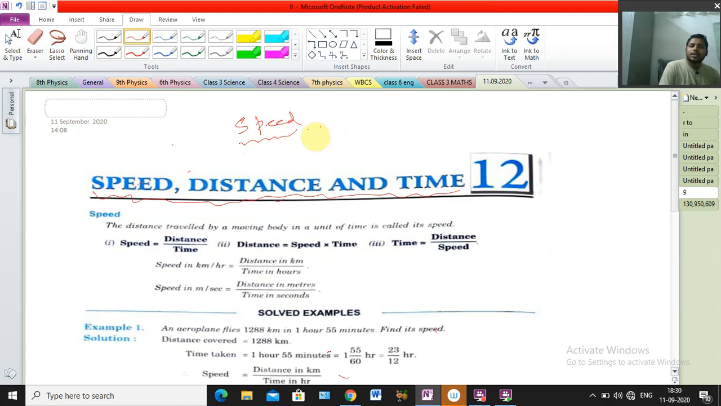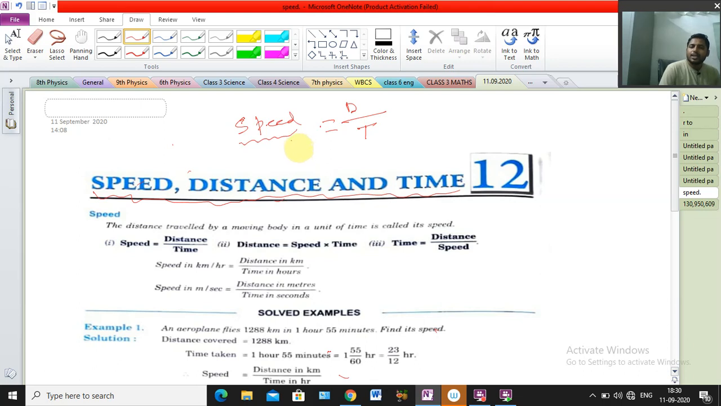Speed means, sir, see, suppose we are going somewhere from here to any other place. We are going by walk, or by car also we can go. Suppose we are going by bike. Clear? So at that time, whatever distance we are covering in a unit time, that is called speed. Clear?